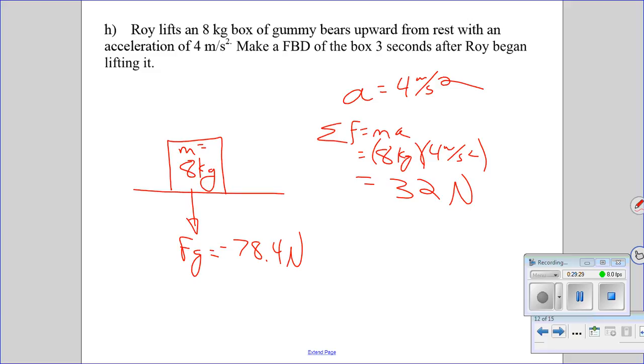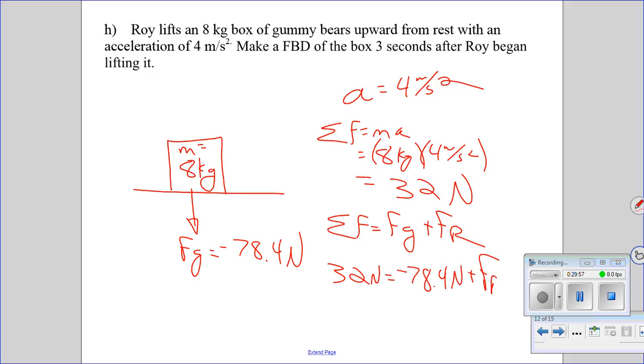So now we need to find out Roy's force. Do I need to worry about normal force here? No. Why not? Because we've lifted it off of the floor, right? I probably shouldn't have even drawn the floor here because we knew he was lifting it off the floor. Okay. So net force is force of gravity plus force of Roy. My net force is 32 newtons. My force of gravity is negative 78.4 newtons. Force of Roy is my unknown. Add 78.4 and you get, what, 110.4? Is that right? Equals my force of Roy.